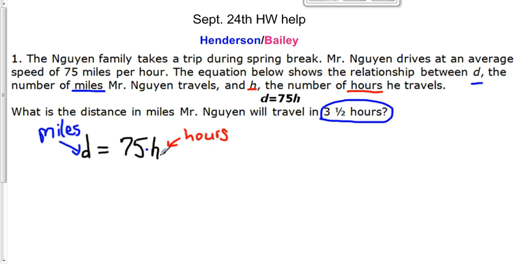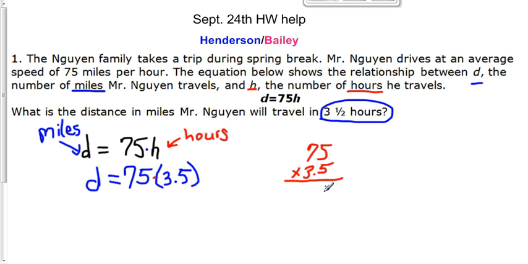So instead of using the variable H for hours, I'm actually going to plug in how long he traveled. So the question's wanting to know 75 times the 3.5 hours. Remember, no sign means I'm going to actually multiply these two numbers. So I'm going to set that up so I can actually multiply 75 times 3.5, or 3 5/10.